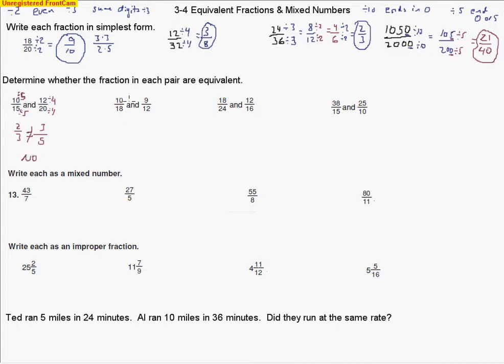Over here, same sort of thing. Take out the common factors. See what the reduced form is. Take out the 2 here. I'm left with 5 over 9. Over here, I see 3 goes into these two numbers, so that makes a 3 out of 4. Well, I can't reduce them any further. Those numbers are not the same, so no, those two numbers are not equivalent.